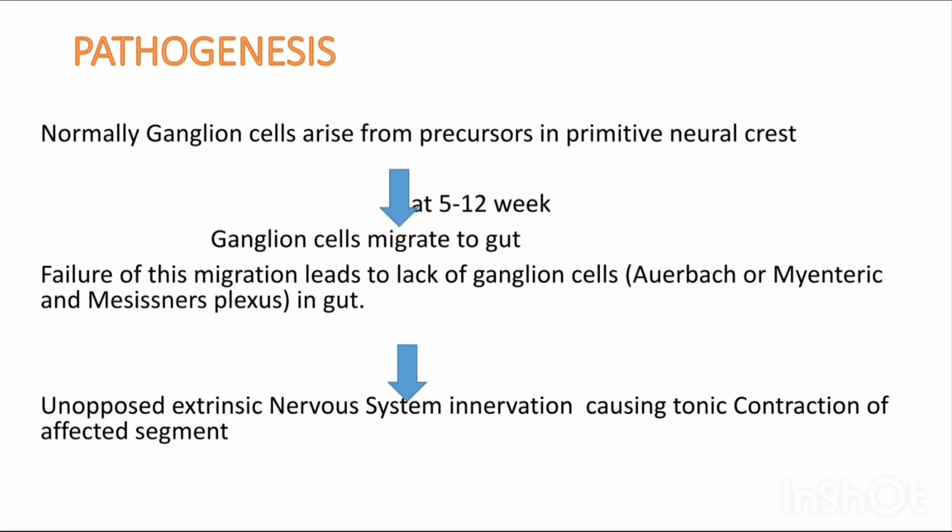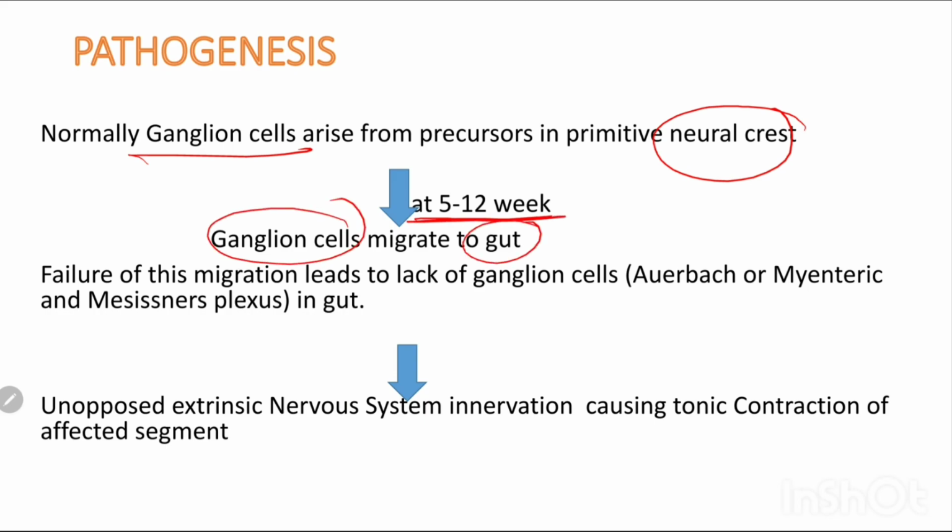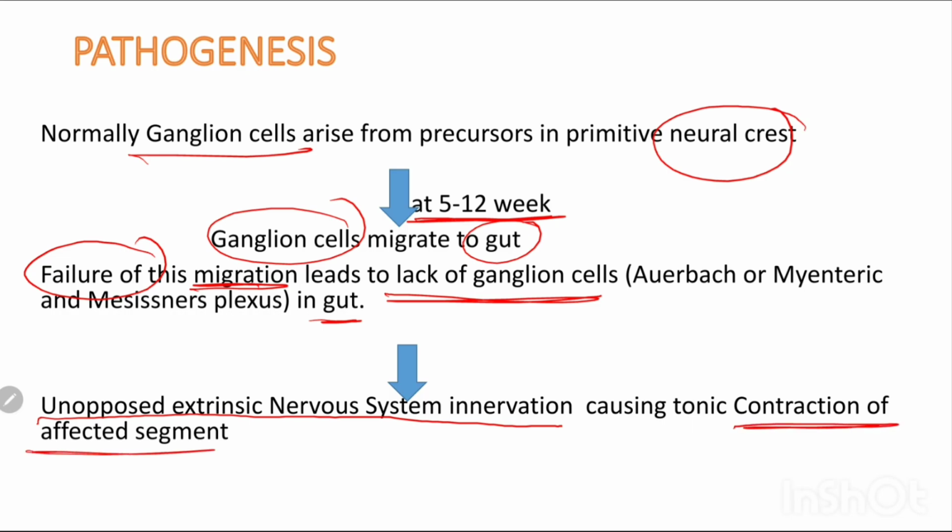Pathogenesis of Hirschsprung disease. Normally, ganglion cells arise from the primitive neural crest, and at 5 to 12 weeks of gestation, these ganglion cells migrate to the gut. But failure of this migration leads to lack of ganglion cells in the gut. So there is lack of intrinsic nervous system innervation in the gut. So there will be unopposed extrinsic nervous system innervation that causes contraction of the affected segment, that is, the part that lacks the intrinsic nervous system innervation or lacks the ganglion cells.